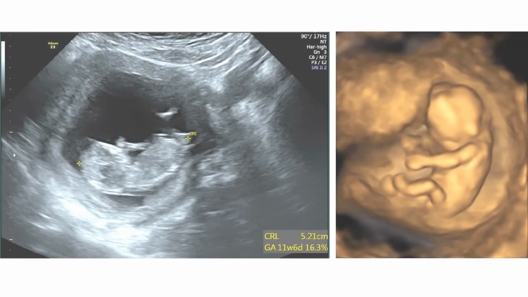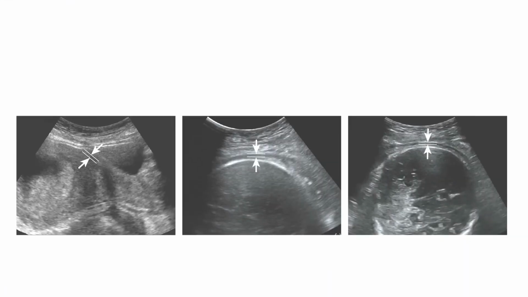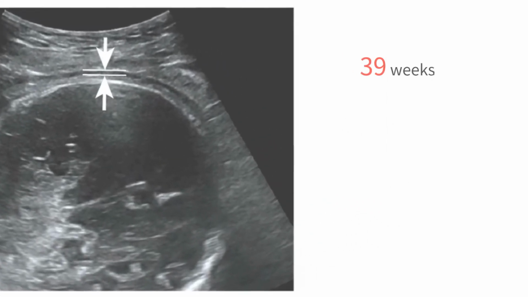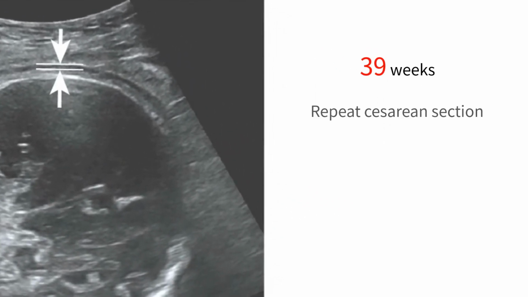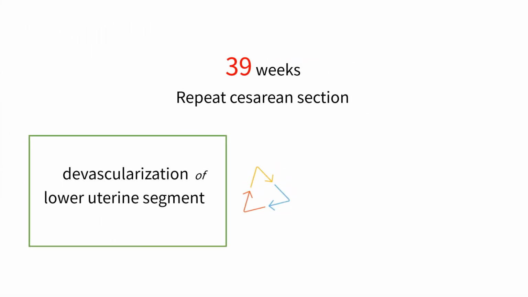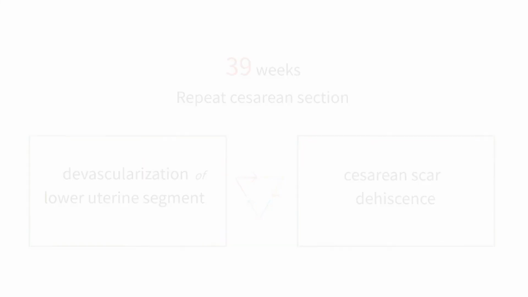One patient achieved an intrauterine pregnancy just 7 months after surgery. We began ultrasonographic examination from the second trimester onward to monitor serial changes in the lower uterine segment. The patient successfully gave birth to a live baby at 39 weeks of gestation by a repeat cesarean section. Although no cesarean scar dehiscence was observed, further research is needed to clarify the association between devascularization of the lower uterine segment and cesarean scar dehiscence.